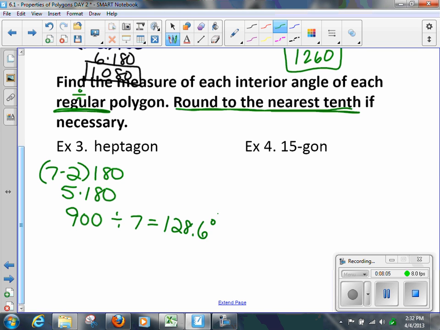128.6 degrees. So each angle in that heptagon, is it straight up 128.6 or did you round it? You rounded it. Okay. Look at the 15-gon. You do that one yourself.